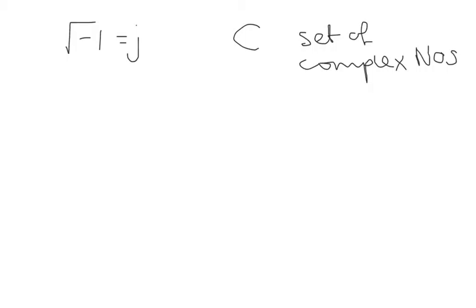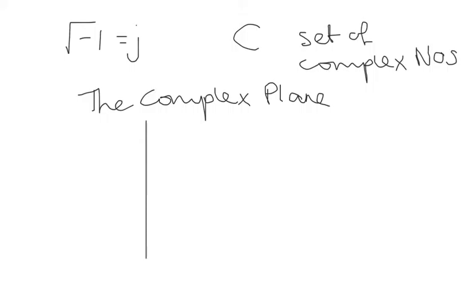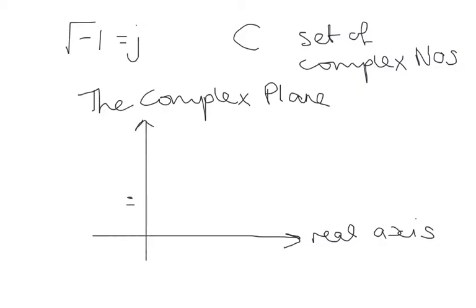Complex numbers have a real and an imaginary part and can be located on the complex plane. The complex plane is a coordinate grid with x being the real axis and y being the imaginary axis. The real axis is horizontal and vertical is the imaginary axis.